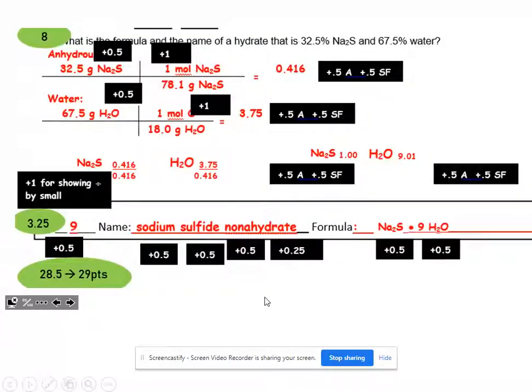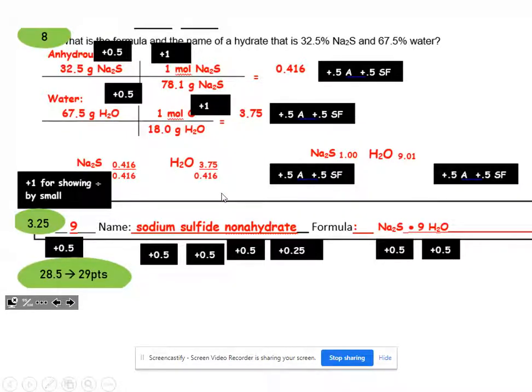The next one here, they give you the percentage, right? So then what you have to do is the percent just changes to grams. So this is the anhydrous, this is the water, which makes sense because they should equal 100. So here the molar mass for Na2S is 78.1 grams. I divide, 3 sig figs here, 0.416. Here, the mass of the water, 67.5 divided by 18.0 gives us 3.75.